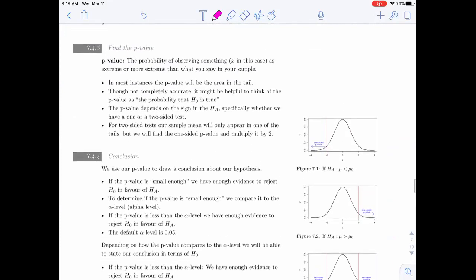It is here, it's the last point. For two-sided tests, our sample mean will only appear in one of the tails, but we will find the one-sided p-value and multiply it by two. That's exactly what I said.